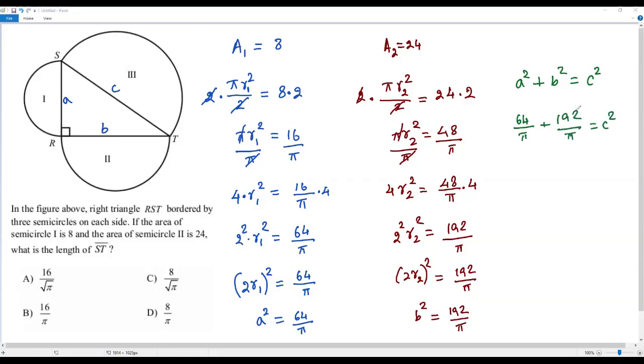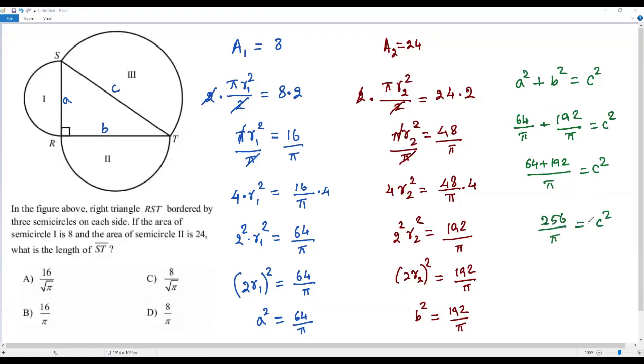We can plug in this for a square, and for b square we know it is 192 by pi, equals c square. Here we are adding two fractions with the same denominator pi, so we can take pi as a common denominator. We can add the numerators: 64 plus 192 equals c square. When I add 64 and 192, I am getting 256 divided by pi equals c square.